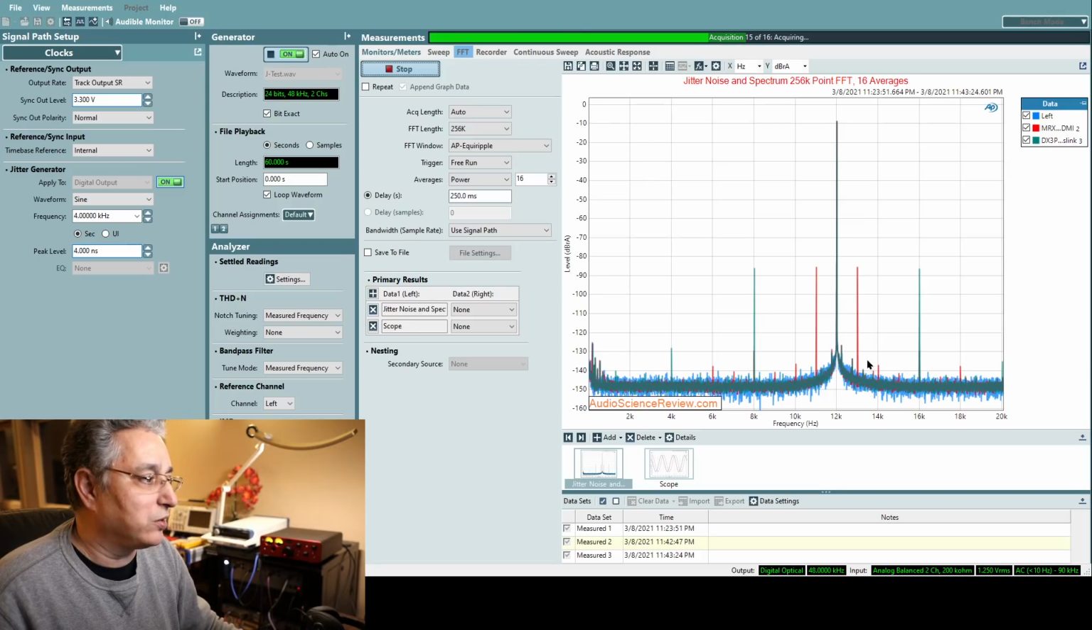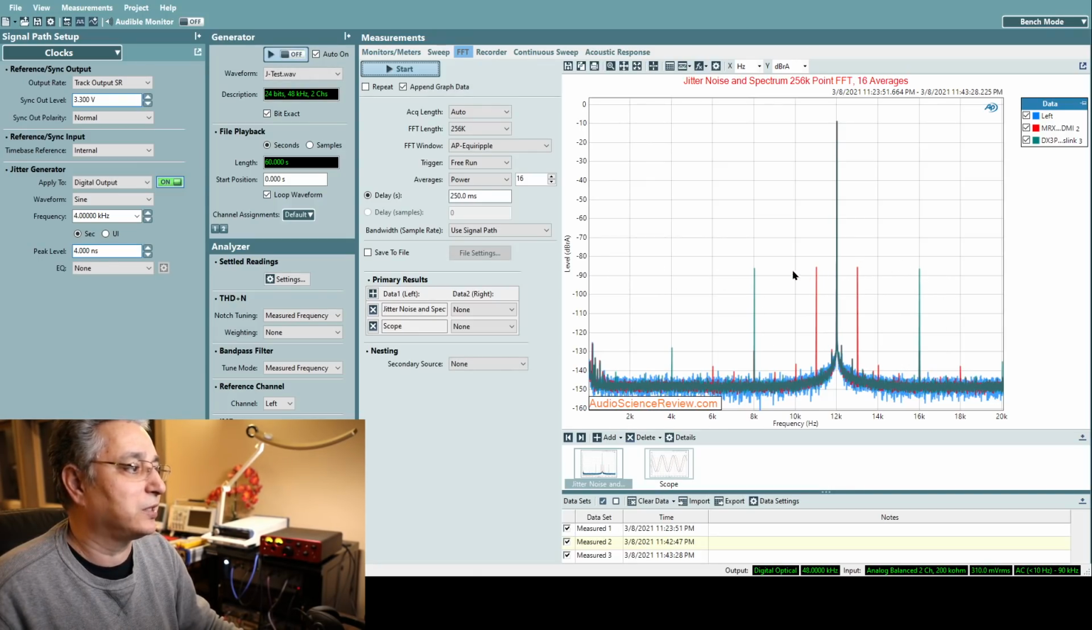Now notice how tall these spikes are. If this were distortion, we're already up to minus 92 or so. I mean, minus 88 or so.